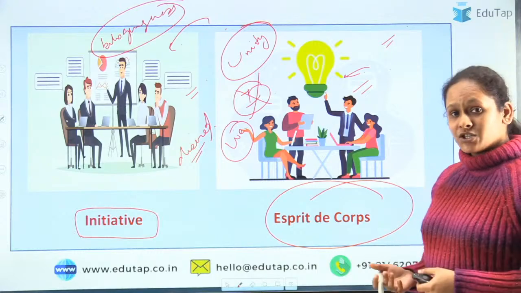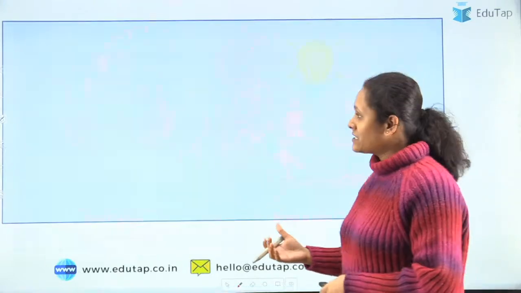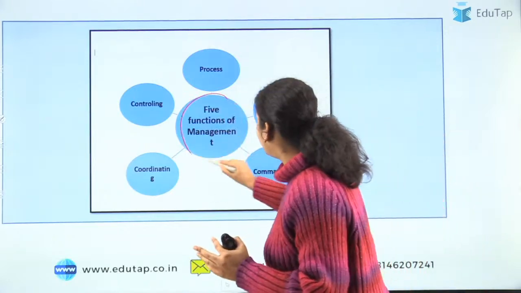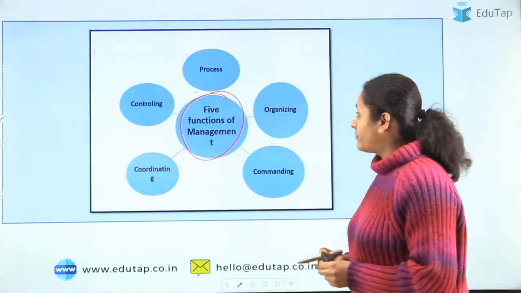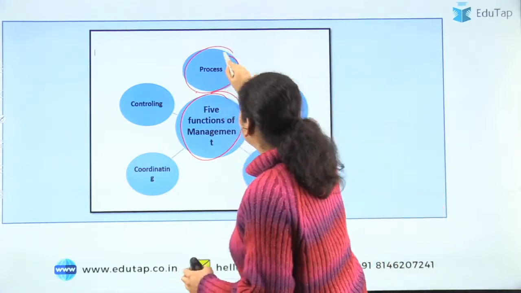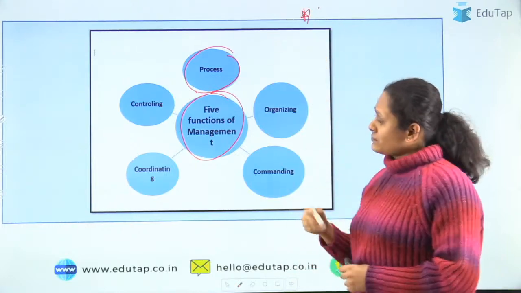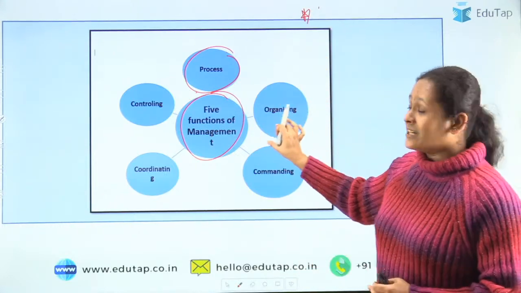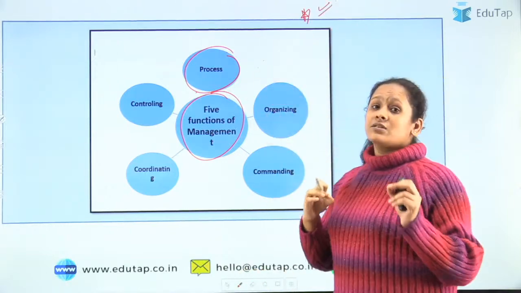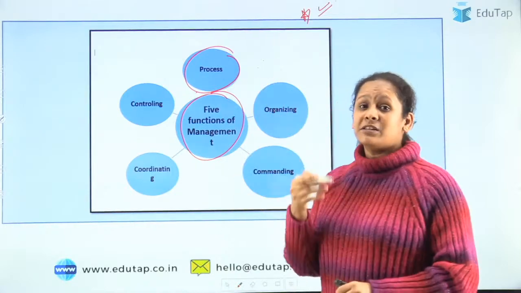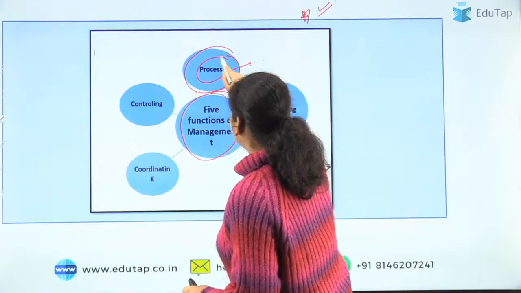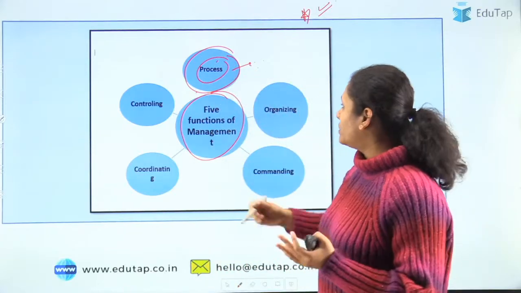Now that we have understood the principles, let us understand what were the five management functions which were given by Henry Fayol. The first function which was given by Henry Fayol was process. This is a very general function of management as well. And keep in mind that on this topic, functions of management, there have been multiple questions in the examination as well. So what is the meaning of process? Process is nothing but planning.